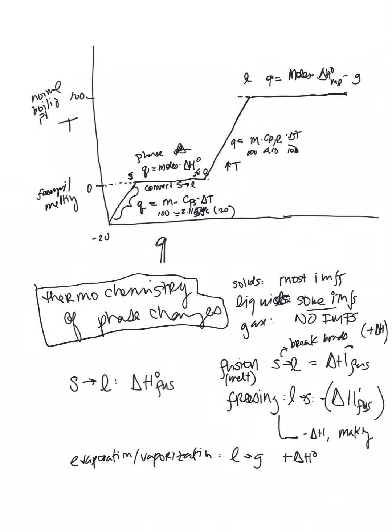The opposite way would be condensation. Condensation is going the other way, from gas to liquid. Again, that's equal to the negative delta H of vaporization, because we're going the opposite direction. When we go from gas to liquid, we are forming bonds. There we go.